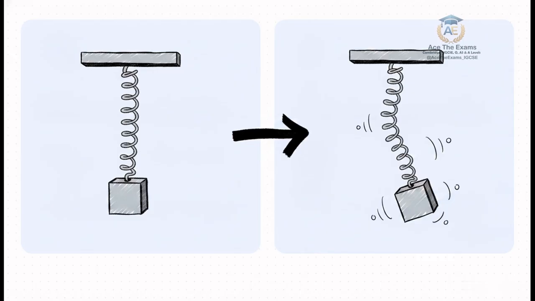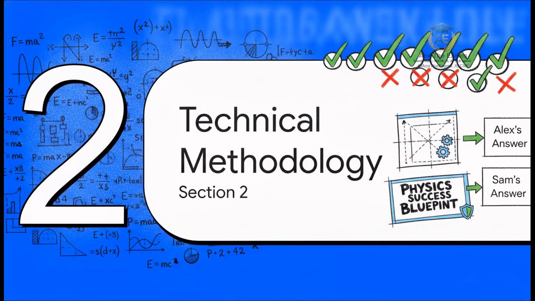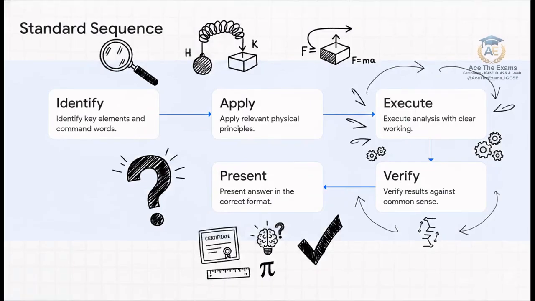He analyzed the spring as if it were frozen in time, missing half the marks. Section 2, the technical methodology. Now, what's really exciting about this next part is how it transitions us from simply knowing the physics facts in our heads to actually forcing the examiner to give us the method marks on paper. We call this the physics success blueprint.